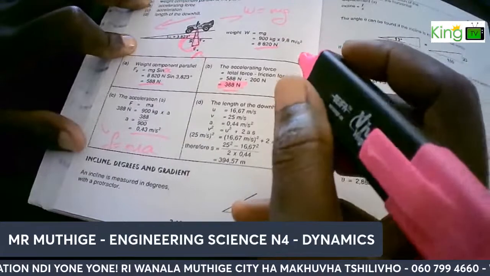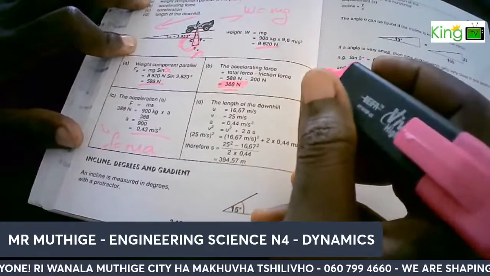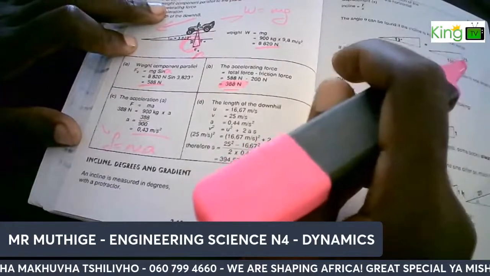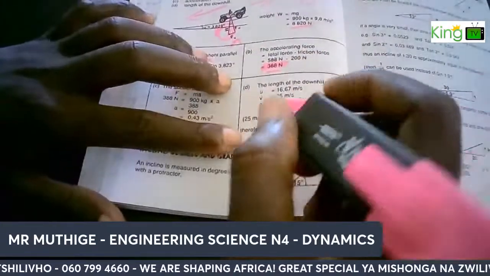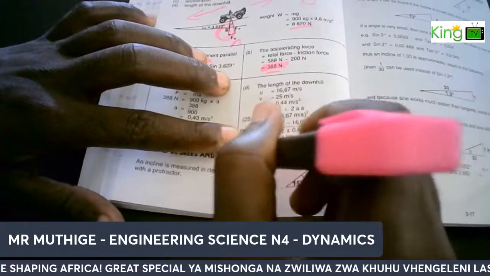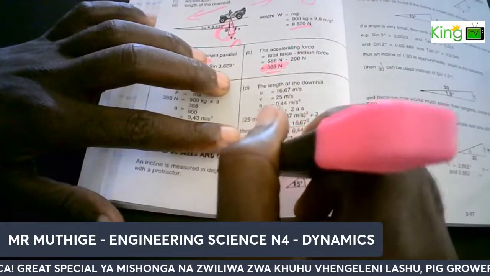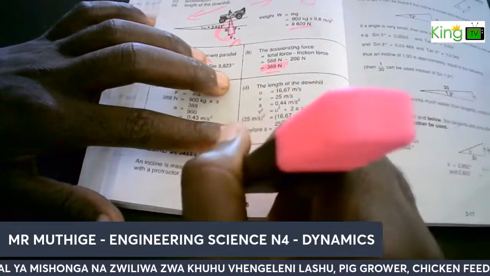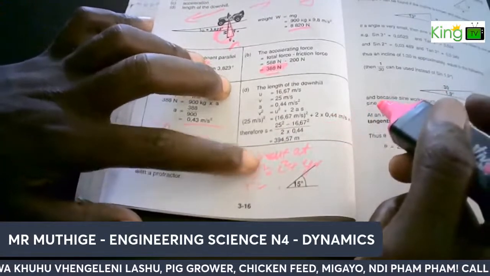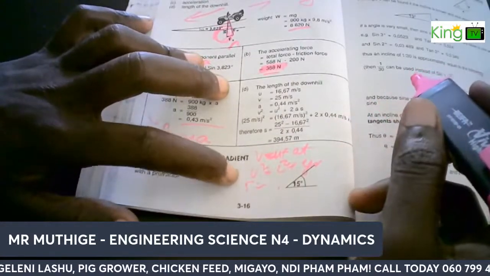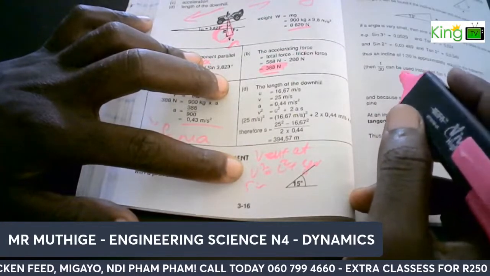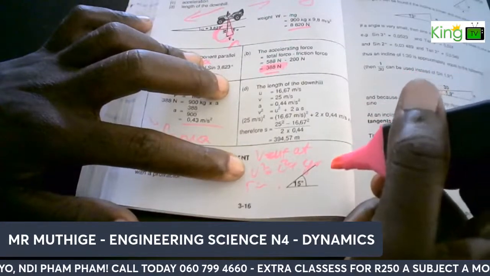Therefore, what these guys are going to do is use their movement formula to get their S. For you to get your S, what movement formula can we employ? We've got three formulas. We've got V squared is equal to U squared plus 2GS. We've got S is UT plus half GT squared. Which one are we employing here? One, two, or three? The squared one, not so? Which one are we taking?